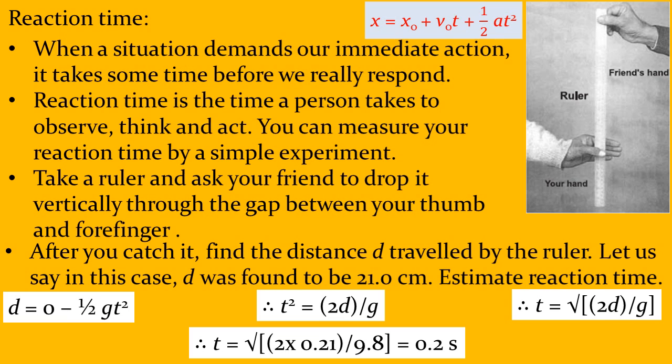So if I put these numbers in the equation, it will look like this. T is equal to under root 2 into, instead of 21 centimeters, I have written 0.21 meters, divided by 9.8. And if you calculate it, you will know that your reaction time is 0.2 seconds. Isn't it very interesting? I hope you have understood all that I have tried to teach you today. Please discuss these points with your friend so you remember them well.